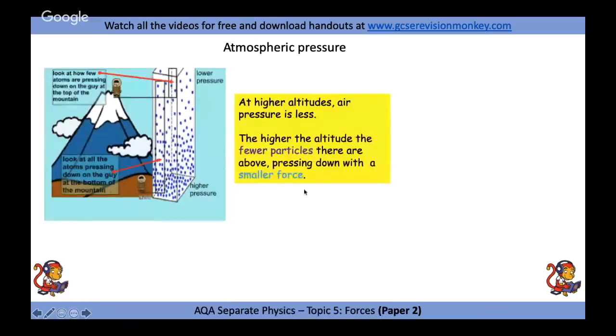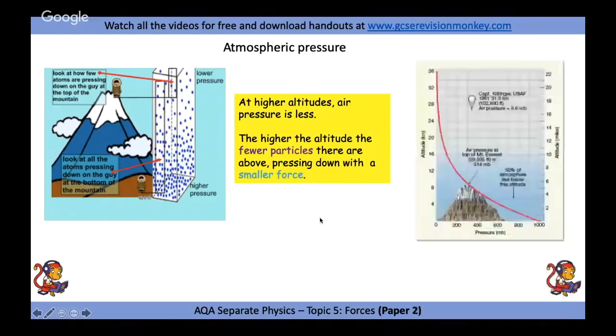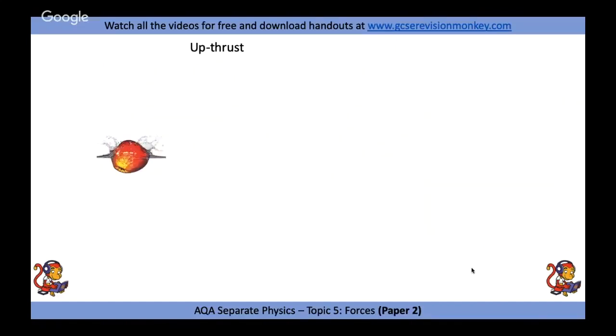Now, atmospheric pressure, a similar kind of science here. At higher altitudes, air pressure is less. The higher the altitude, the fewer particles there are above, pressing down with a smaller force. So if we look at our guy stood on top of the mountain here, it's lower pressure because there are fewer atoms pressing down on him. And down at the bottom here, there's more pressure because there are more particles above, the weight of all of those particles pushing down on him. And here we've got a graph showing the relationship between altitude and pressure. We can see that the pressure is really low up high and increases as you get closer to the ground.